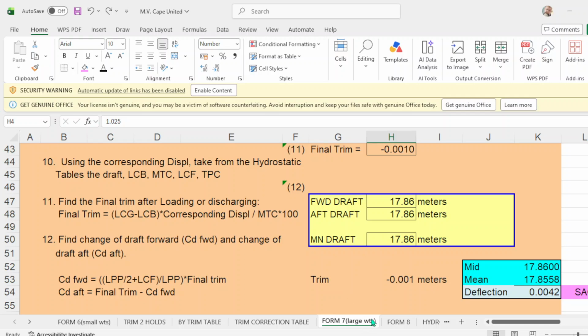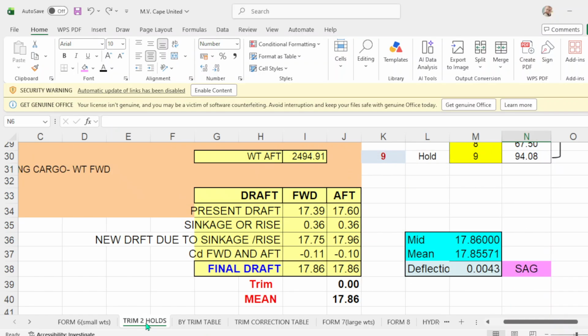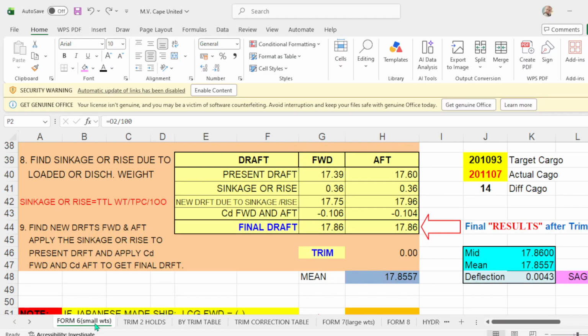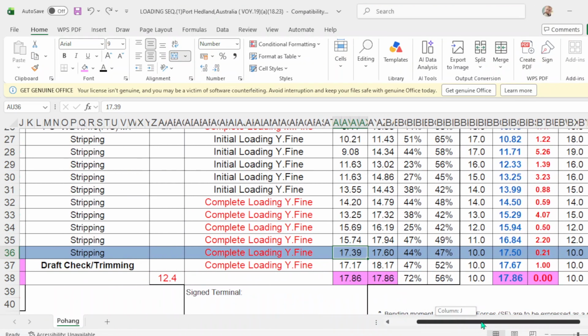Take note, now you have already 4 programs. This for number 7, by trim table, by trim 2 holds, and by form number 6. Okay? So you have 4 programs to back you up of your sailing plan. Okay? How to find this actual loading.